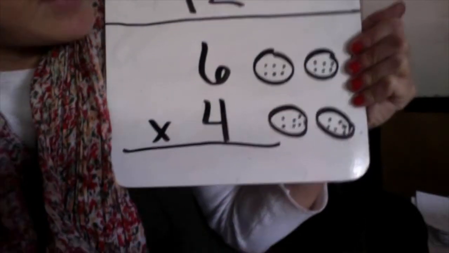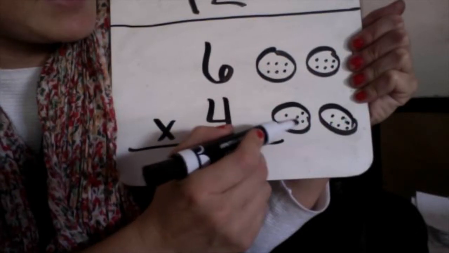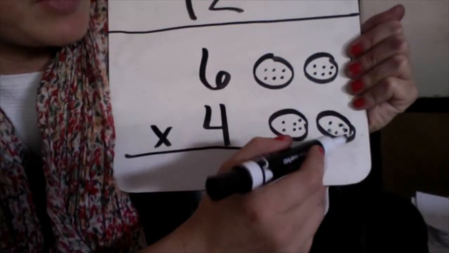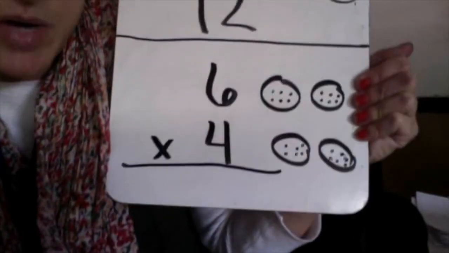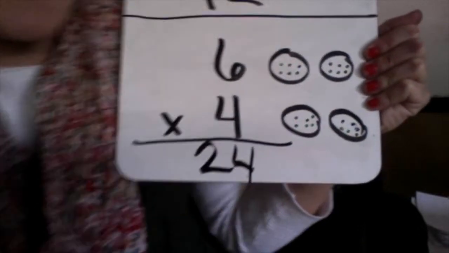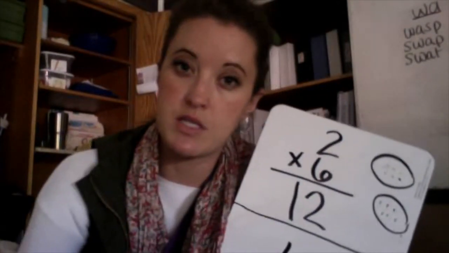Now we can add. 6 and 6 is 12. 13, 14, 15, 16, 17, 18, 19, 20, 21, 22, 23, 24. 6 times 4 is 24. Say it again. 6 times 4 is 24. Boys and girls, you can continue to use any model that works the best for you.